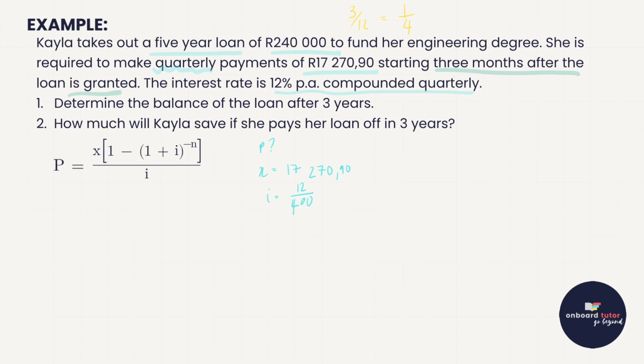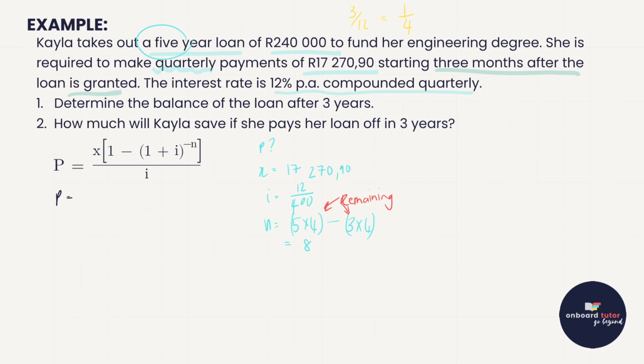Be careful here now. We need the remaining number of payments. So N is equal to, Kayla was supposed to pay for 5 years in quarters. How much have we already paid? 3 years worth of quarters. So 5 times 4 is 20. 20 minus 12 gives us a remaining 8 periods. Just make sure that you work out the remaining time periods, otherwise things are going to go funny in your answer.